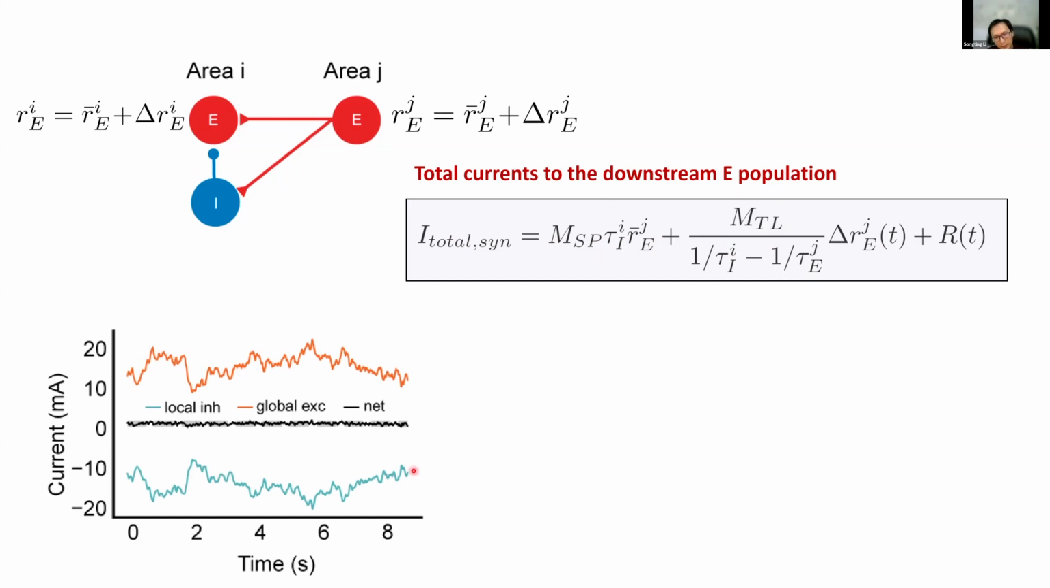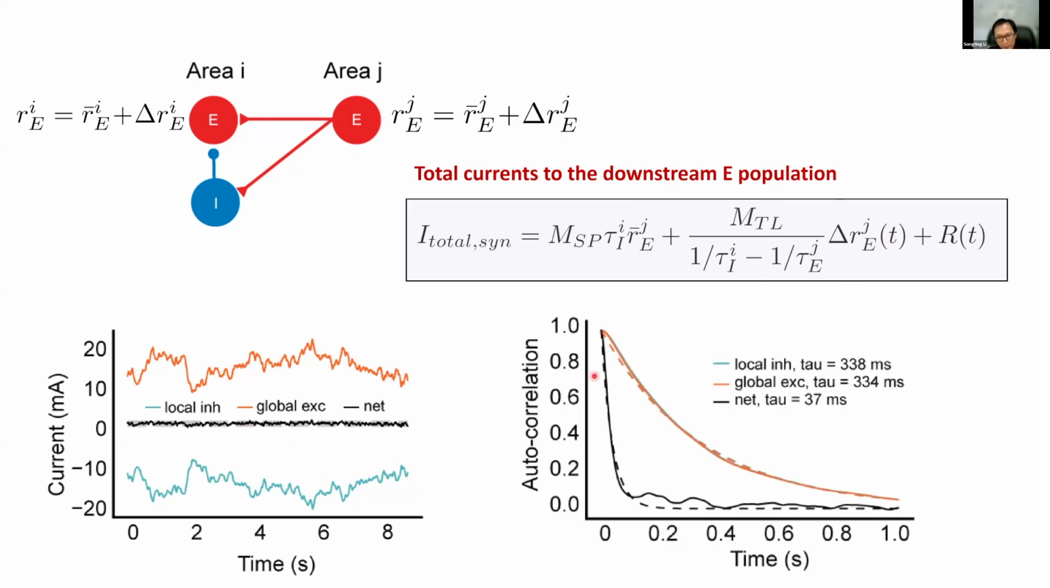So leading to a large mean, so the signal can propagate. But when the fluctuation is small, it indicates that the temporal fluctuation part will cancel with each other. Then the net current will have a time constant almost independent of the upstream area's time constant.